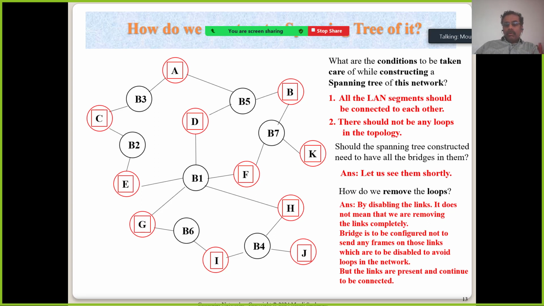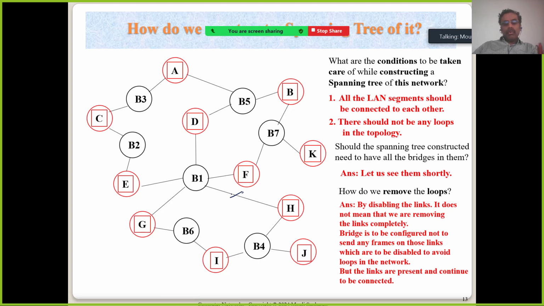So you have to disable some link, and then bridges are configured not to send any frames on those links. When I say I am disabling it, I don't want any traffic to be pumped into this particular link. Anything coming from anywhere, I'm just picking up one LAN segment, one link, it should not send. But you cannot avoid traffic on the LAN side. Please remember.